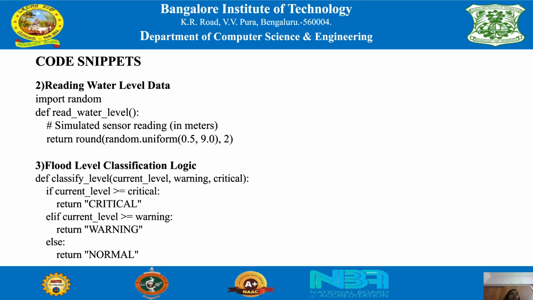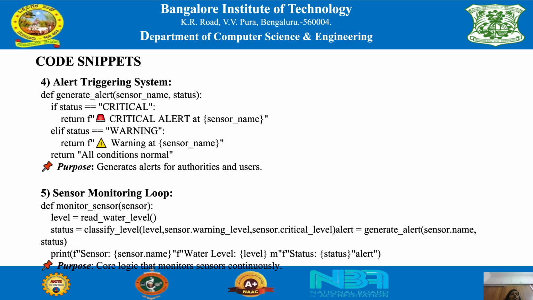Code snippet number 2, reading water level data. So we import random, def read_water_level: simulated sensor reading in meters, return round(random.uniform(0.5, 9.0), 2). Flood level classification logic. So def classify_level(current_level, warning, critical): if current_level >= critical, return critical; elif current_level >= warning, return warning; else return normal.